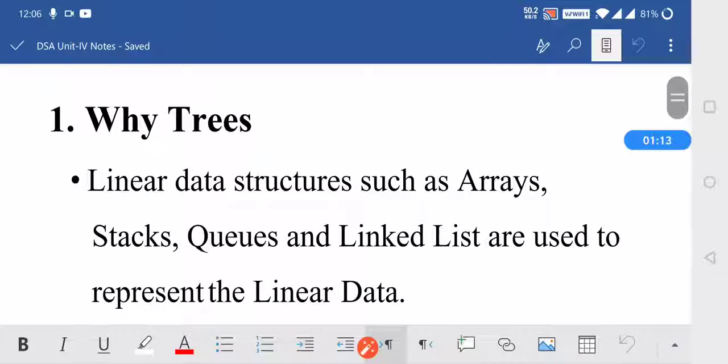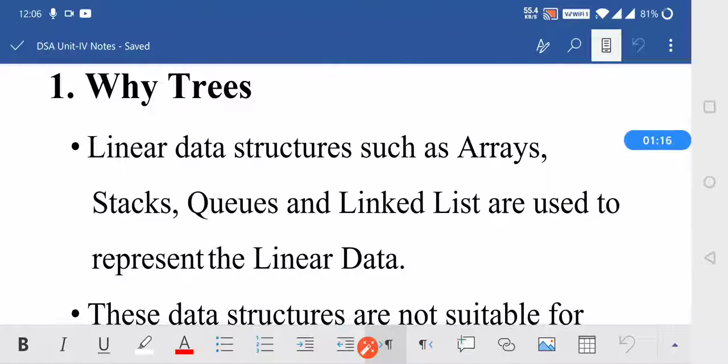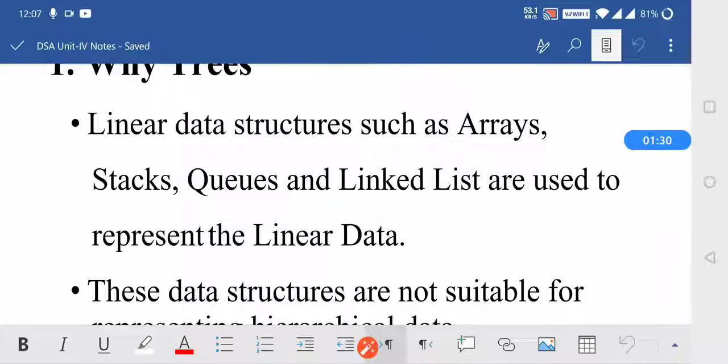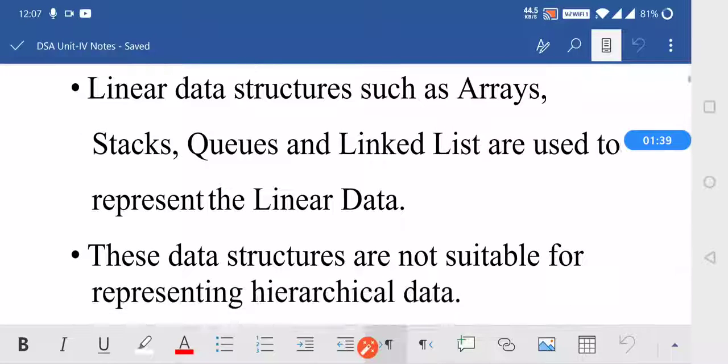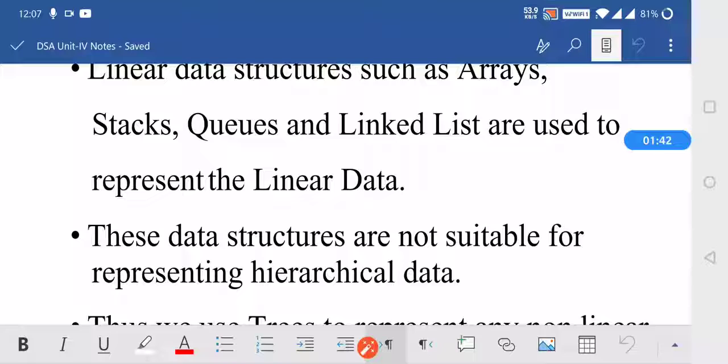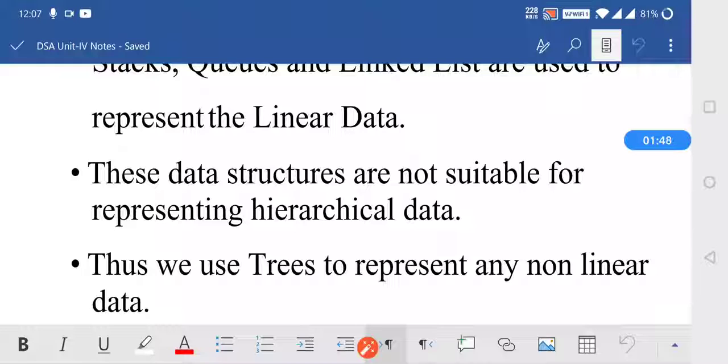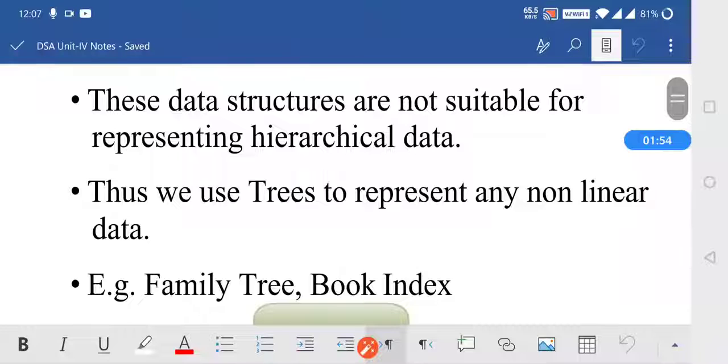So why trees? Linear data structures like array, stack, queue, linked list are used to represent linear data. We have seen array, that is nothing but a collection of defined objects, stack is last in first out, queue is first in first out, and linked list is a collection of nodes with data and next pointer. Everything has pros and cons in terms of searching as well as insertion and deletion, but tree is useful for both. Stack, queue, array, linked list are not suitable for representing data which is present in a hierarchical manner, and that's why trees represent any non-linear data.